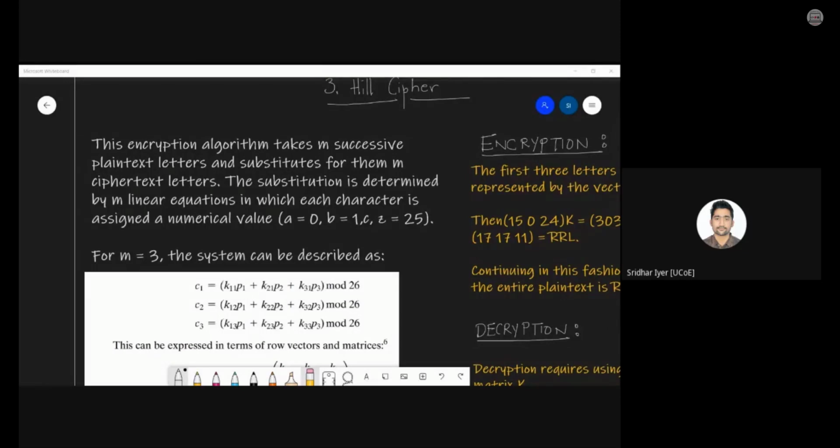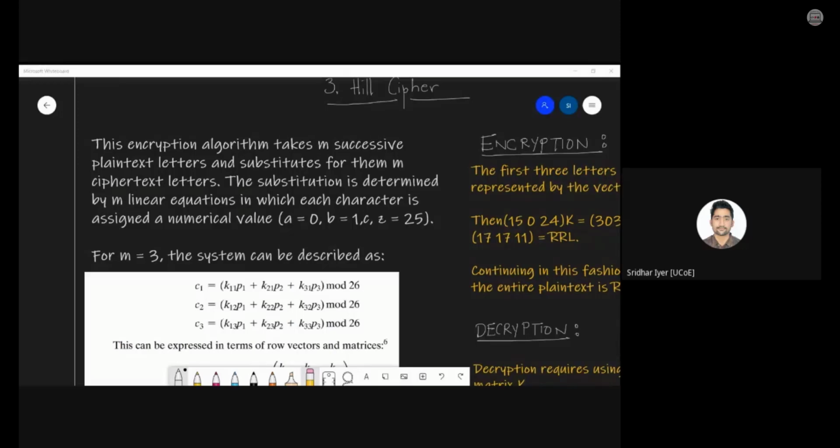This encryption algorithm takes M successive plaintext letters and substitutes for them M ciphertext letters. So basically, what we are doing, it's like a series. We have plaintext letters. For example, there are M plaintext letters. M could be any value. It could be 10, 20, 100, whatever. And what we do is for each successive plaintext letter, we use a corresponding ciphertext letter. Is it fine? So if there are M plaintext letters, there have to be M ciphertext letters also. So for each of these plaintext letters, we replace them with some ciphertext letter.